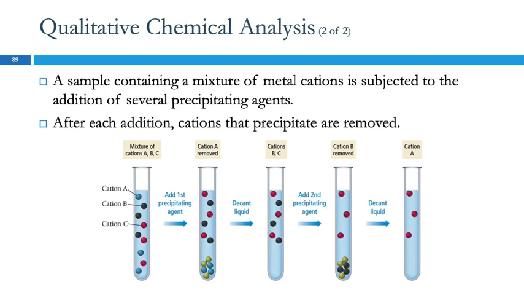We'll add a precipitating agent, and that's going to remove cation A. Cation A was the blue one. We added something, the little yellow balls, and that precipitated. Then we can decant the liquid, leaving the solid behind. Now we have a test tube that just has cations B and C in it. We can add a second precipitating agent that is going to precipitate, in this case, cation B. And then we can decant this, and now we've got this solution with just cation A.